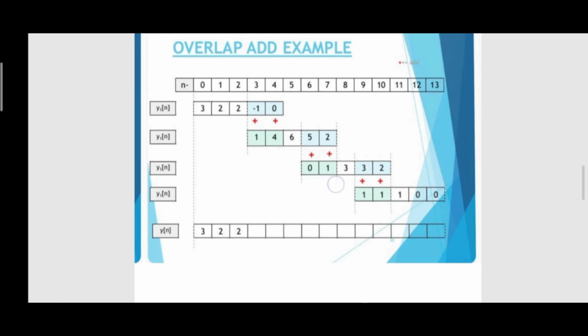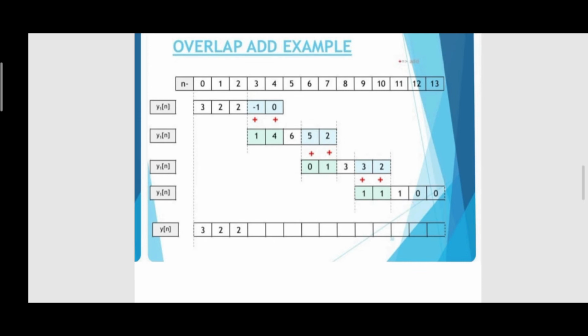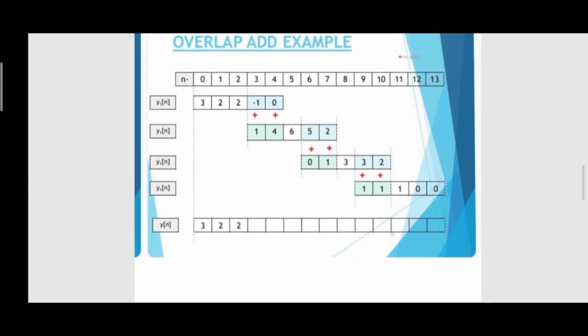Here also we have to overlap. We are overlapping two sequences: y2 of n with y1 of n, then y3 of n with y2 of n, and y4 of n with y3 of n. Now we overlapped. Then we have to add the values.